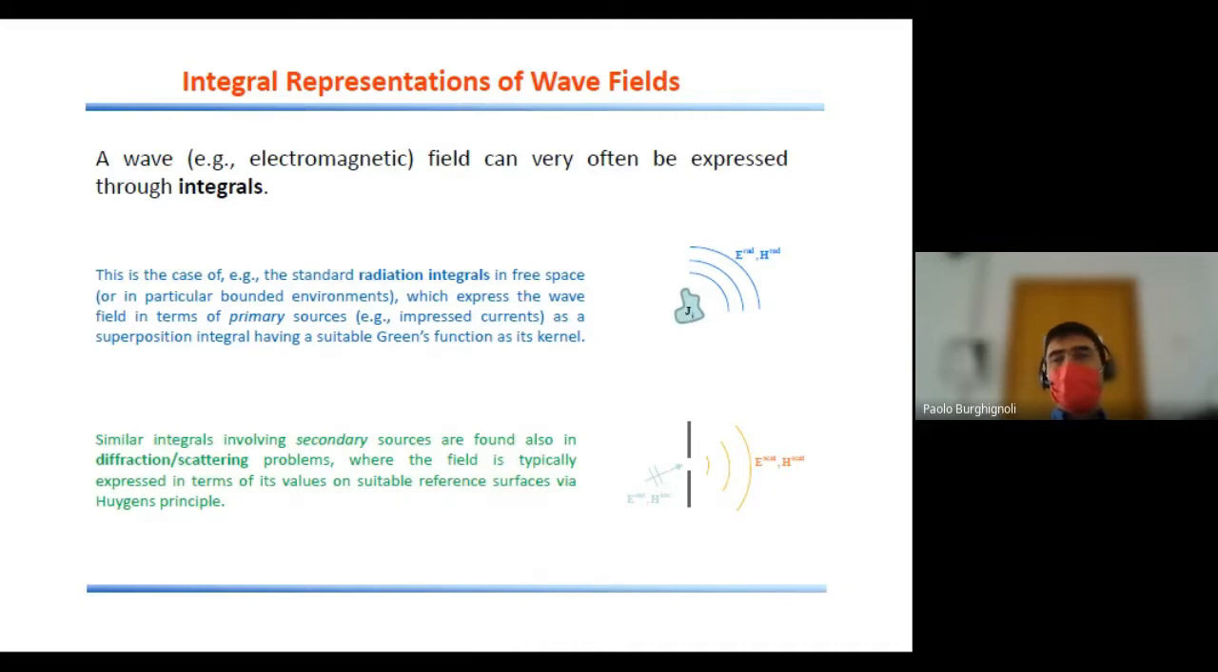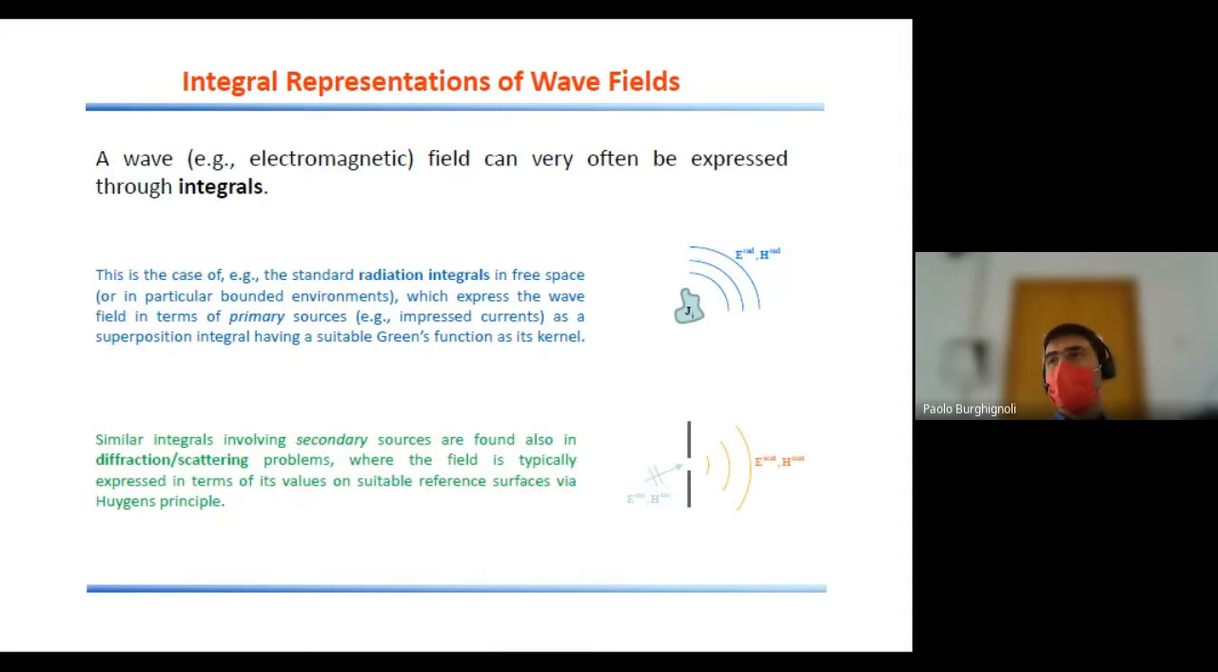And the way to express the field in terms of the primary sources is to write down a superposition integral by exploiting the linearity of the medium, for example, free space, which is a linear medium. And the kernel of this integral representation is by definition the so-called Green's function of the problem. For example, the free space Green's function, which is available in analytical form. Or if you are, for example, inside a rectangular three-dimensional box with perfectly conducting walls, then also in that case you can write the Green's function.